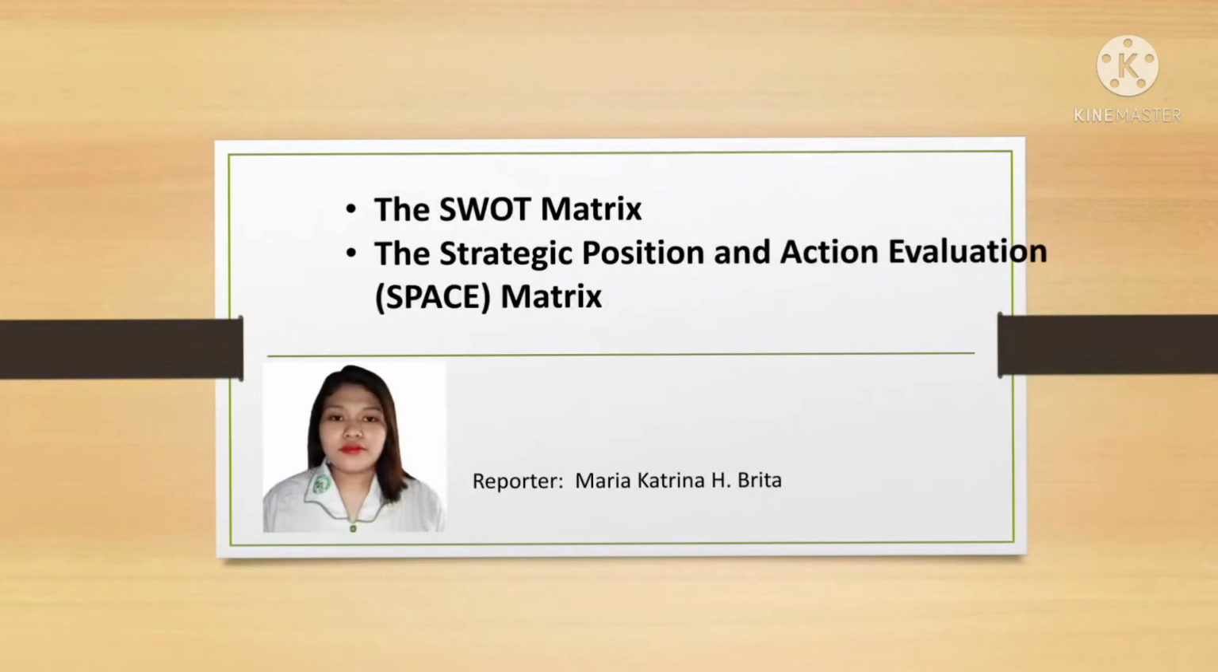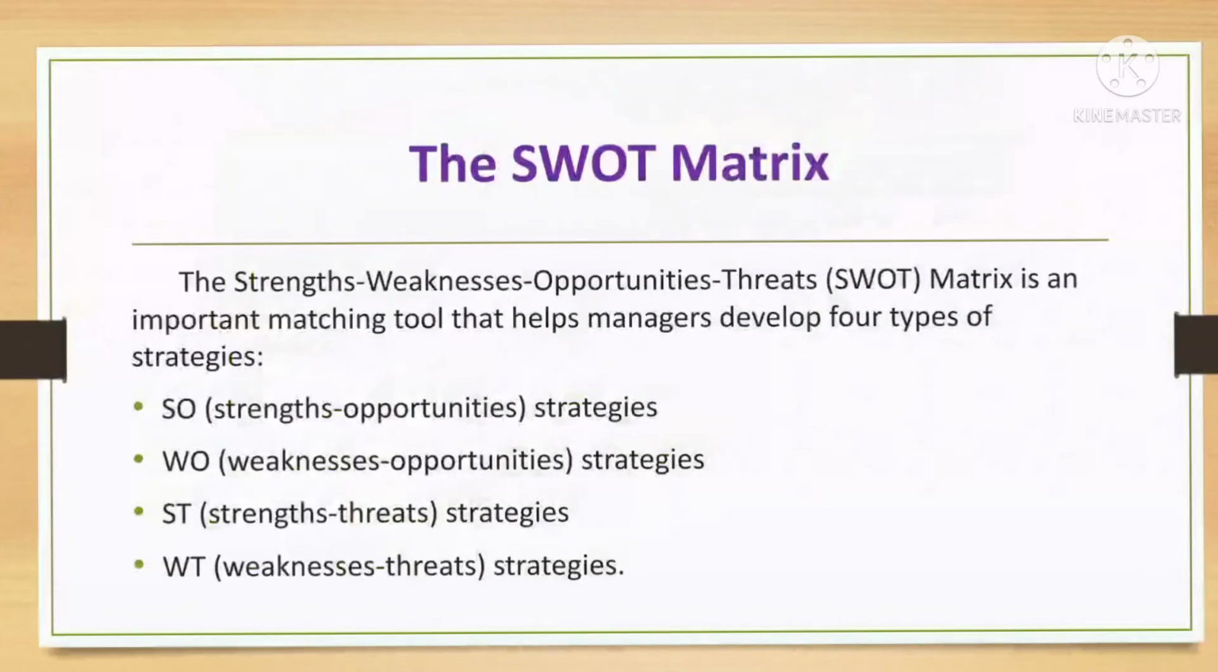I'm Maria Katrina H. Brita and my topic is all about the SWOT Matrix and the Strategic Position and Action Evaluation Space Matrix. The SWOT matrix stands for strengths, weaknesses, opportunities, and threats. It is an important tool that helps managers develop 4 types of strategies. The SO for strengths-opportunities strategies, WO for weaknesses-opportunities strategies, ST for strengths-threats strategies, WT for weaknesses-threats strategies.